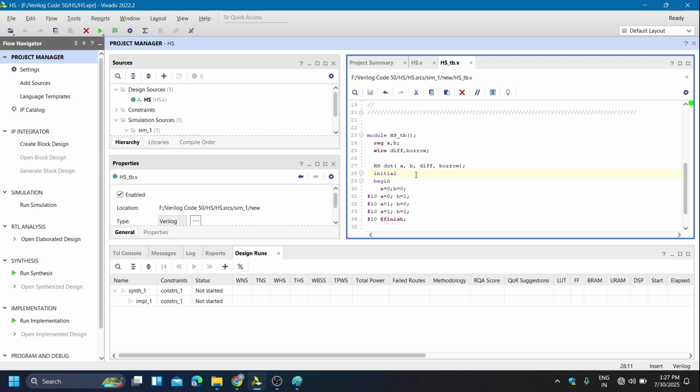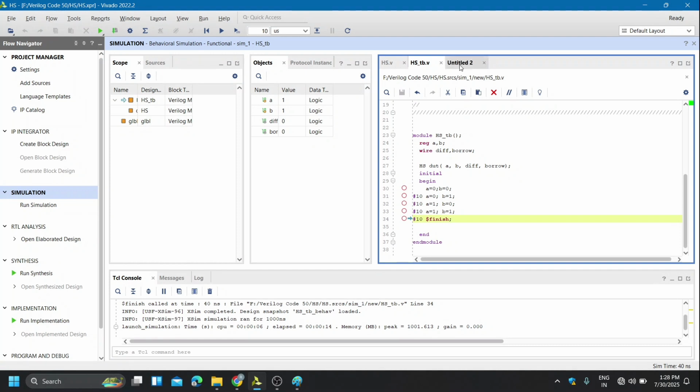Okay, after that in this initial begin we need to pass our inputs. So initially we will keep A equal to 0 and B equal to 0, then after 10 time units A equal to 0, B equal to 1, then after 10 time units 1 0, then 1 1, then after 10 time units finish. Okay, so these are the four possibilities we need to check. We need to check whether we are getting the expected simulated result or not. Okay, now let's simulate this.